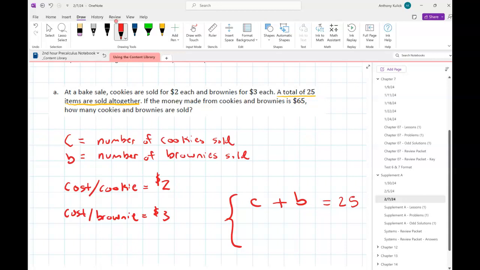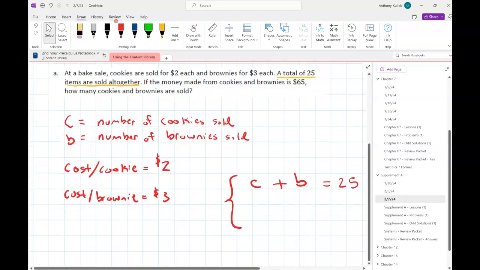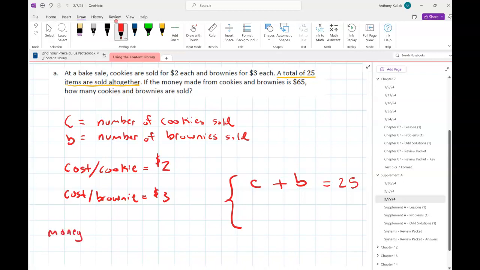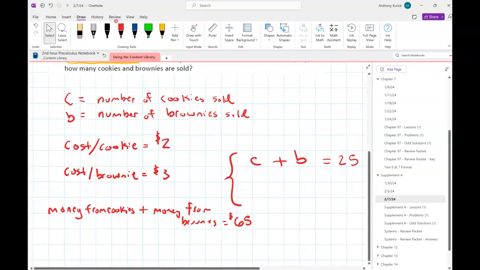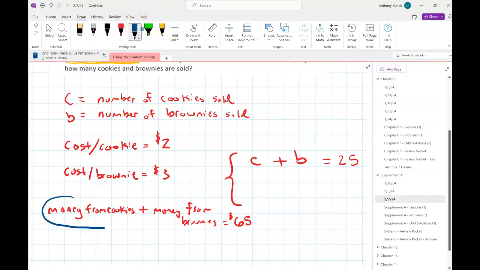The last sentence says, the money made from cookies and brownies is $65. So I would say that money from cookies plus money from brownies equals $65. Everybody agree with that? So that sounds like almost an equation, right? I just need to figure out a way to write the money from cookies and the money from brownies symbolically.